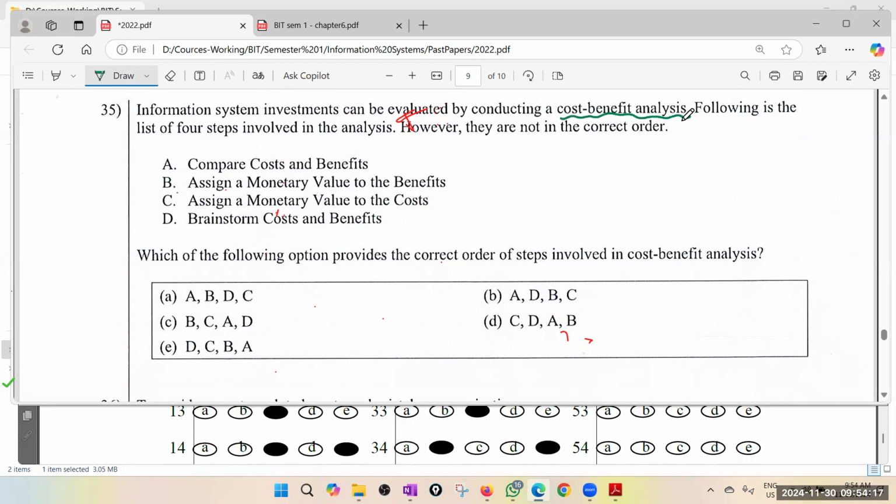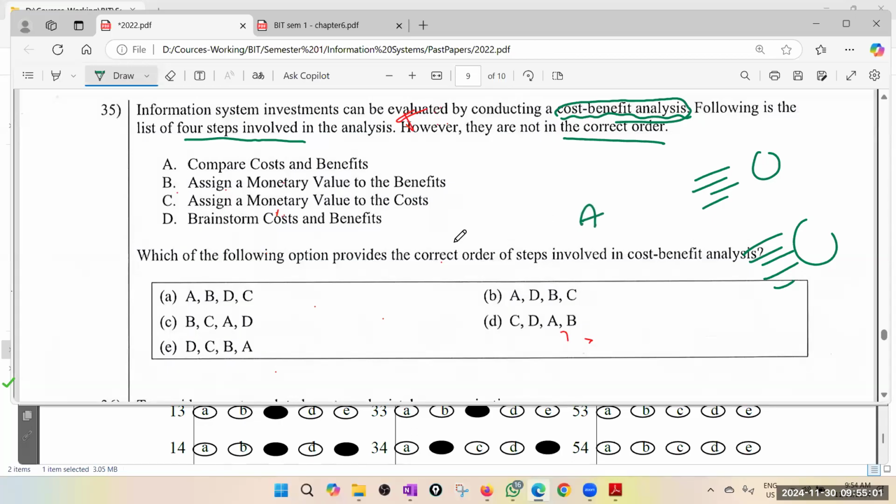So remember, for some batches I did the information system acquisition last week after the 2023 paper. This is related to that cost-benefit analysis, multi-criteria analysis we discussed. Following is the list of 4 steps involved in the analysis. However, they are not in the correct order. So this is how to do the cost-benefit analysis. Cost-benefit analysis means you identify the cost, you identify the benefits and try to quantify them, and then calculate benefit minus cost or compare the cost and benefit and take a decision whether it's worth. Compare cost and benefit must be done at a latter part. Assign monetary value to benefits must be done before this.